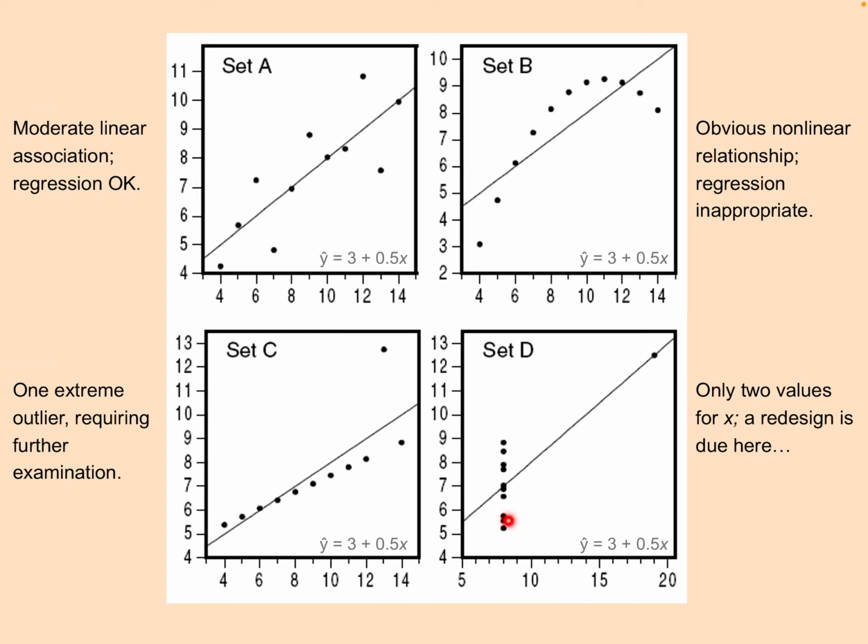Data set D only has 2 X data points, this one and this one. This is going to require a collection of more data or a redesign of the experiment. Only data set A is appropriate for linear regression. This is why you have to plot it. Because again, each one of these data sets gives you exactly the same formula or equation.